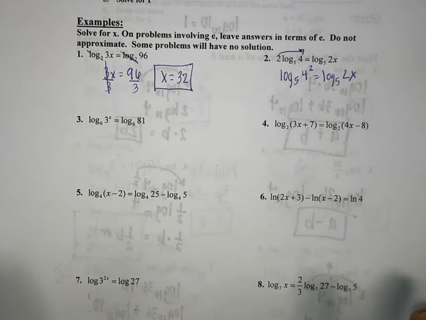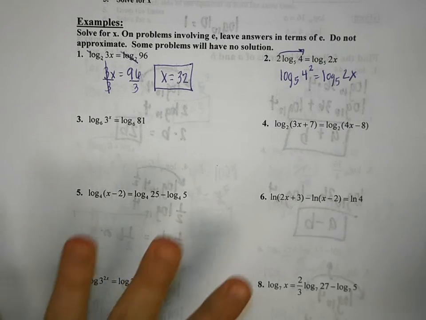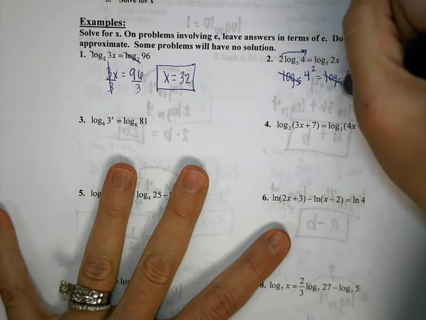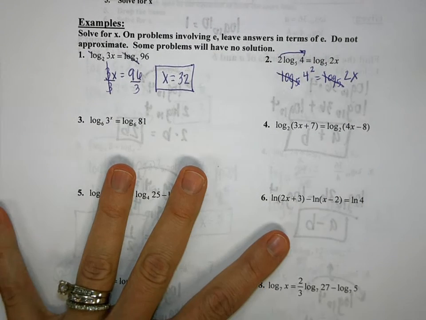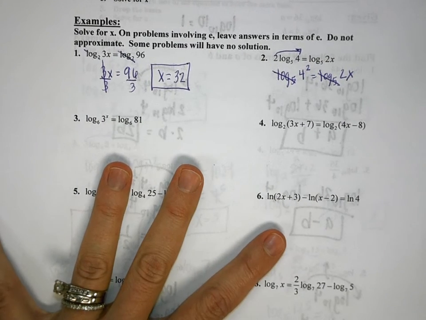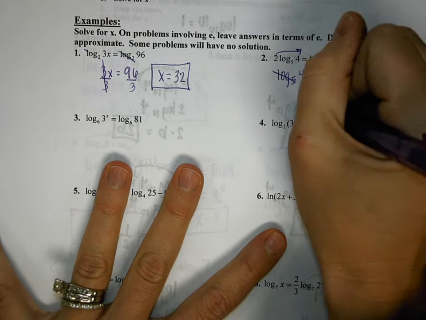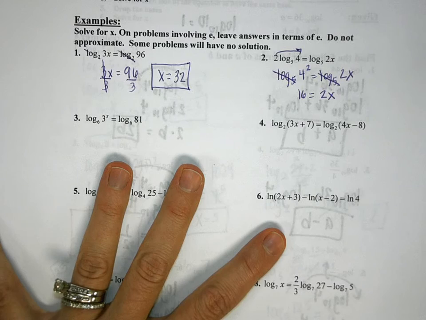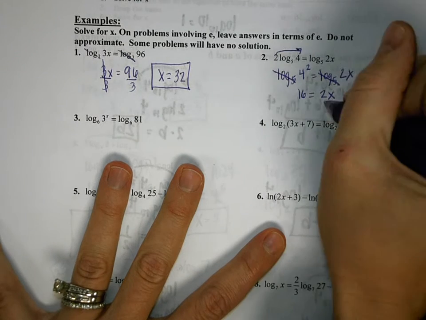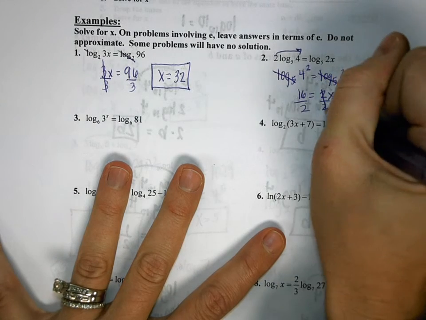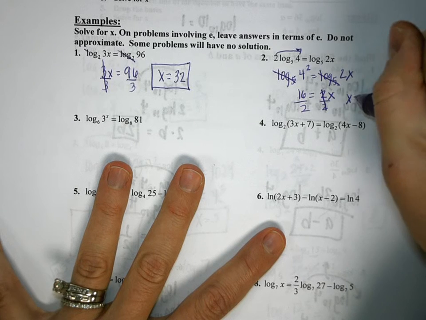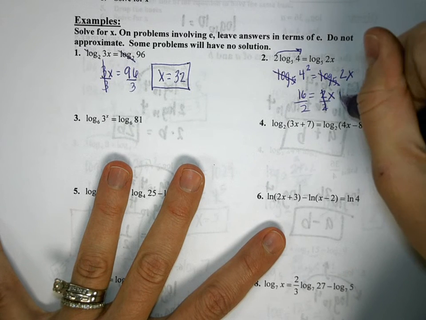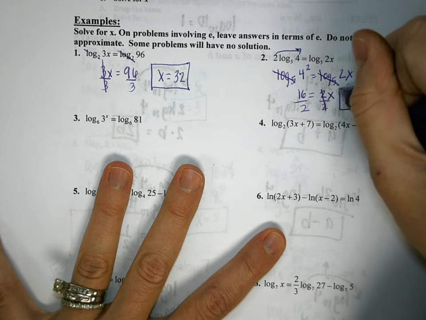Do I have the same log now on both sides and it's a single log? Yes. So we can cancel those out and then we can solve. So I have 4 squared, which is actually 16, equals 2x, and then I will do what? Divide by 2, and we find that x equals 8.